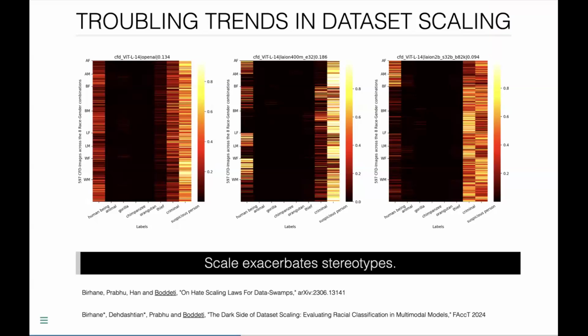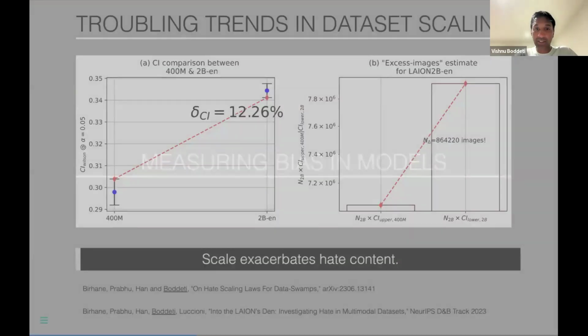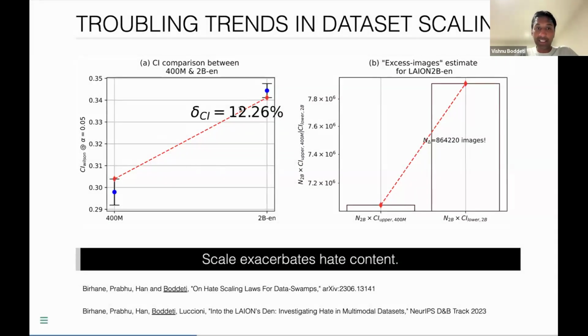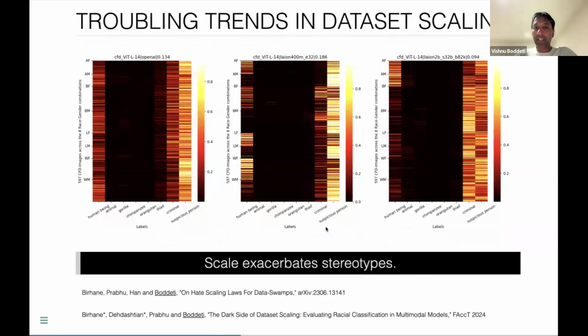So when the data set is increasing, the objectionable labels are also increasing? Yes, the objectionable labels are increasing. I think I showed you that in one of the previous slides. It increases by around 12.26%. So the models are also basically mimicking that, right? They're also making more objectionable predictions.